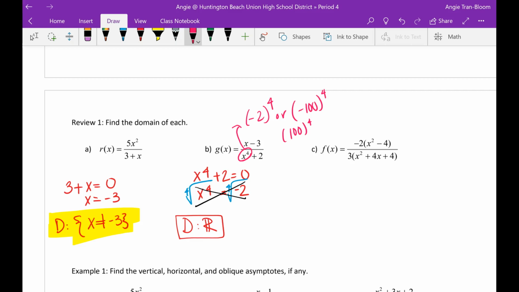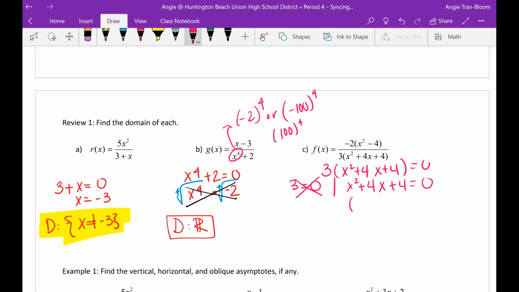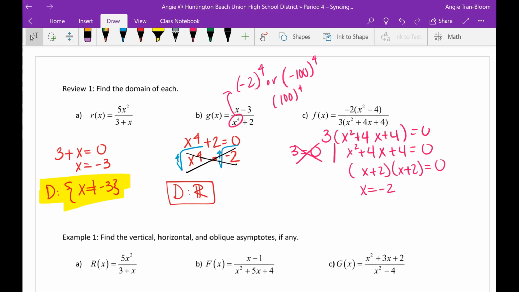Last one, I'm going to take my denominator and set it equal to 0. Well, factor the 3, that is never going to be 0, so that's ignored. This factor looks like I have to factor some more, right? So it's going to be x plus 2 twice. Since they are identical factors, I don't need to do it two times. As you can see, when I solve for x, x is just going to be -2. So for this one, it's all real numbers except when x is -2. So that's your domain. Hopefully you guys got the same answers.